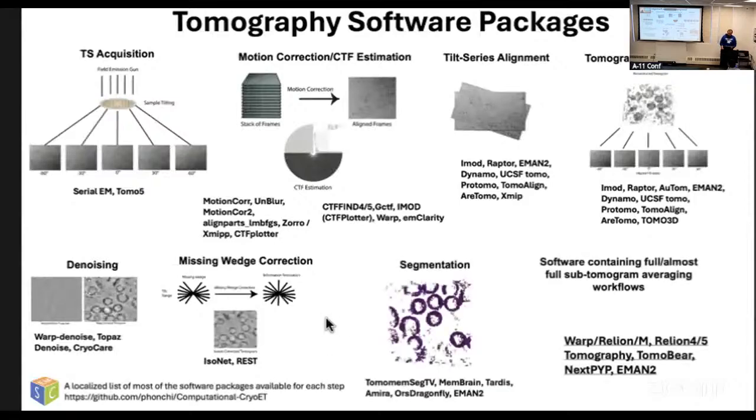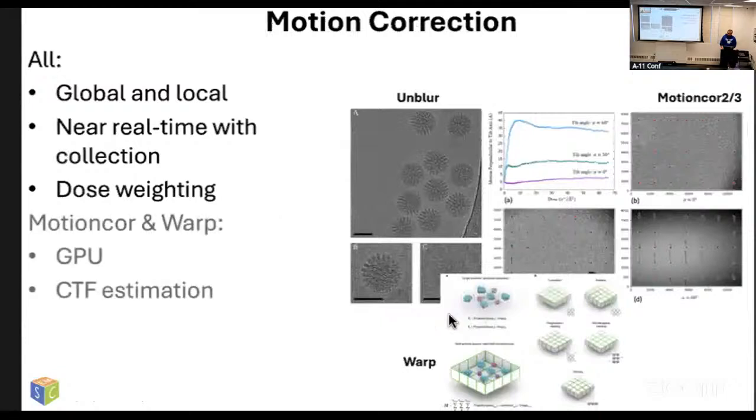One of the pipelines you do after motion correction or denoising is segmentation, followed by averaging. These are the full pipeline here for subtilt refinement. So you can take this, do segmentation, and also do averaging.